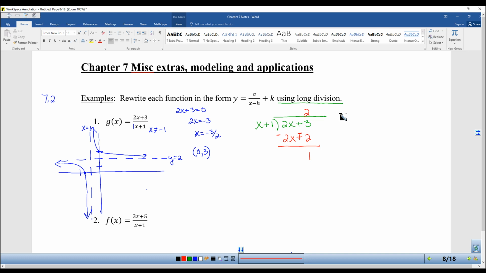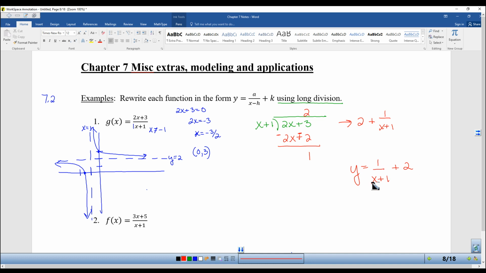So now I can rewrite this and say that 2x plus 3 over x plus 1 is the same as 2, that was the entire answer, and then the remainder plus 1 over x plus 1. Now, at first you might be thinking, how did that help you? Well, let me rewrite it backwards and as a function, and maybe you'll see it. Now, do you see it?